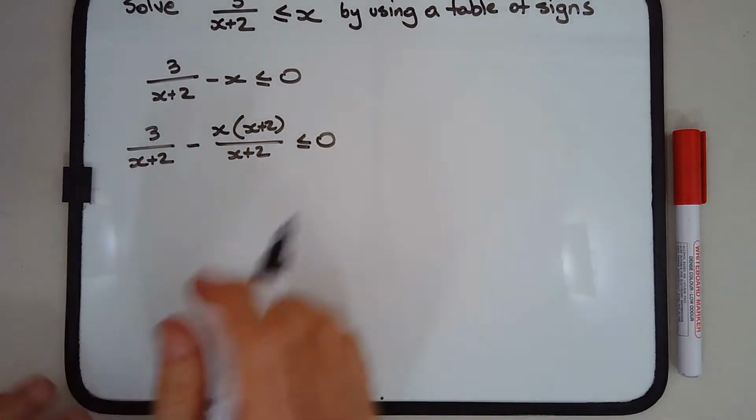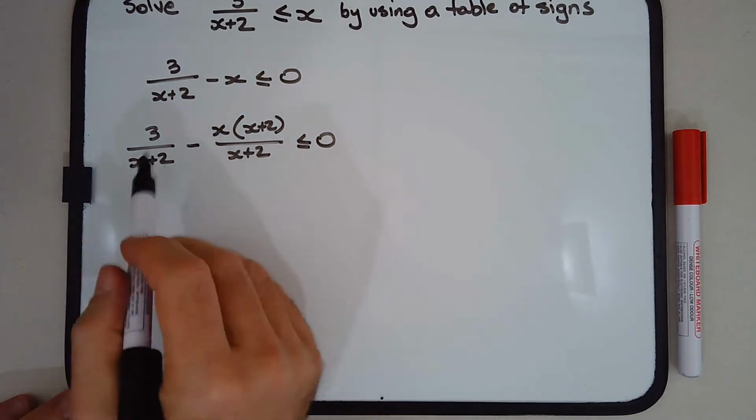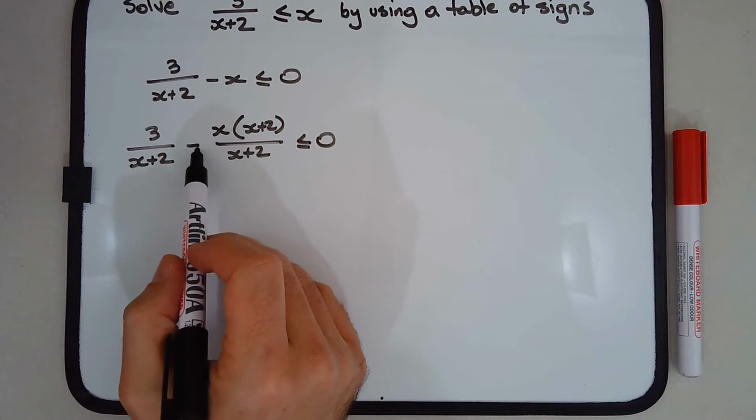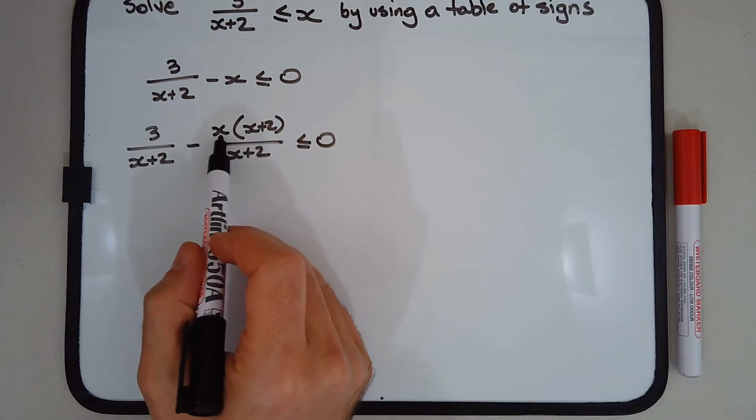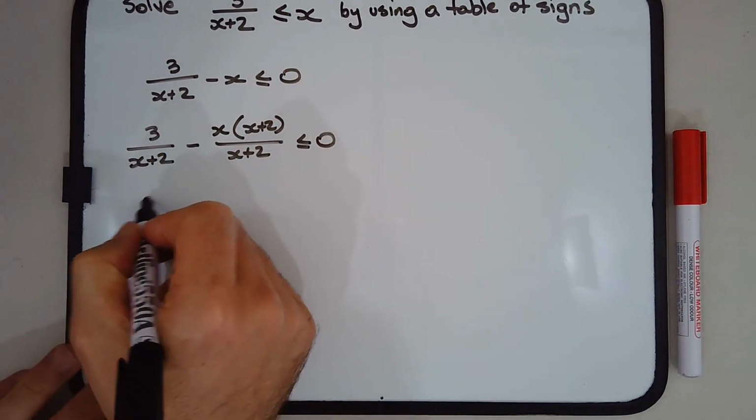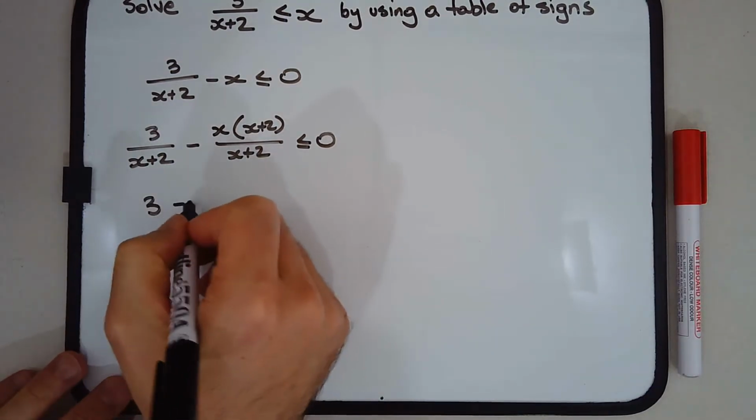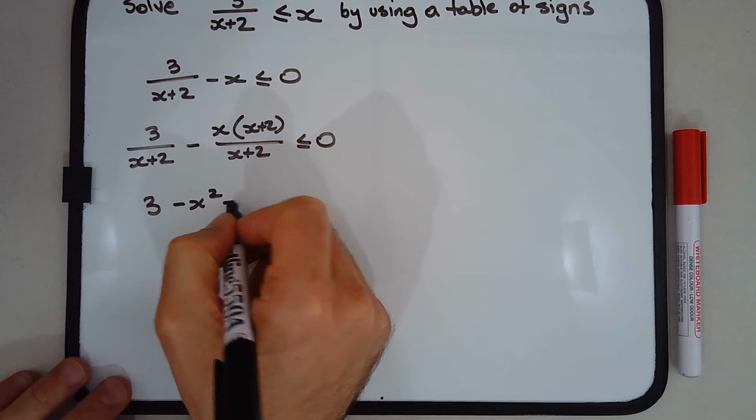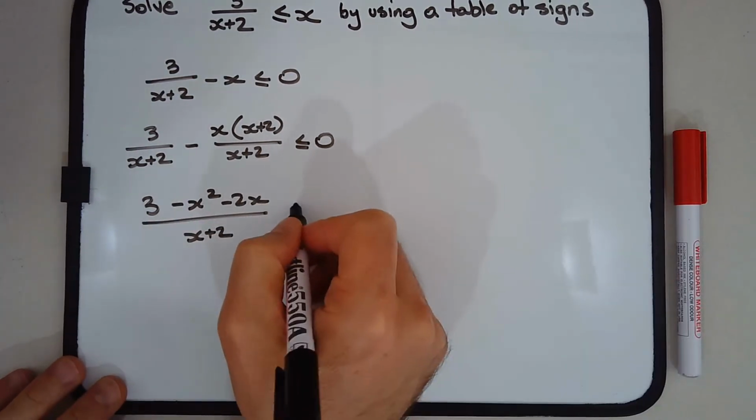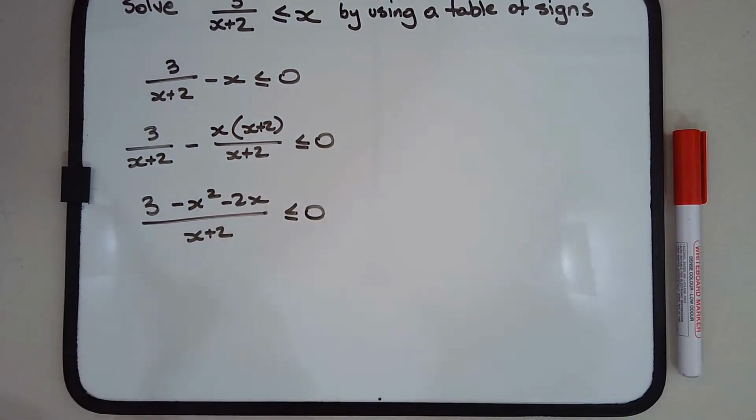Now let's combine the numerators together. But as well as doing that, I'm also going to multiply through negative x to x plus 2. So I'm going to expand that bracket there. So 3, okay, so that's going to be minus x squared minus 2x over x plus 2 less than or equal to 0.